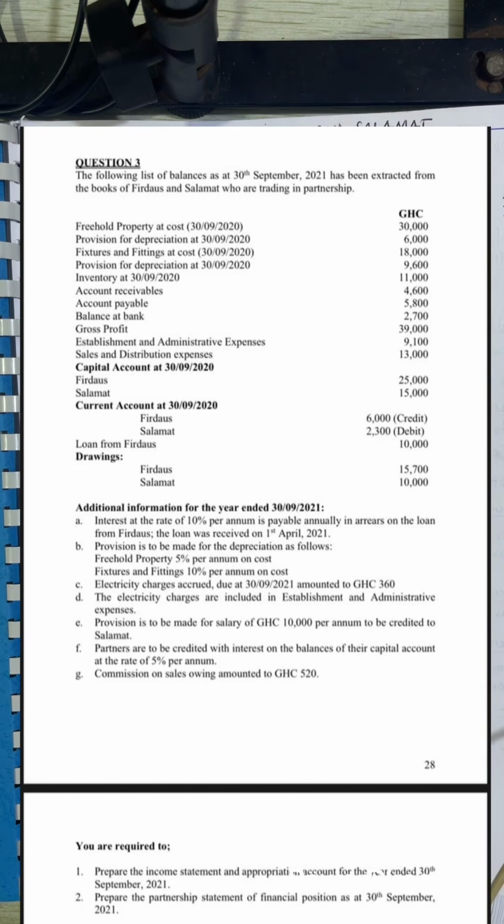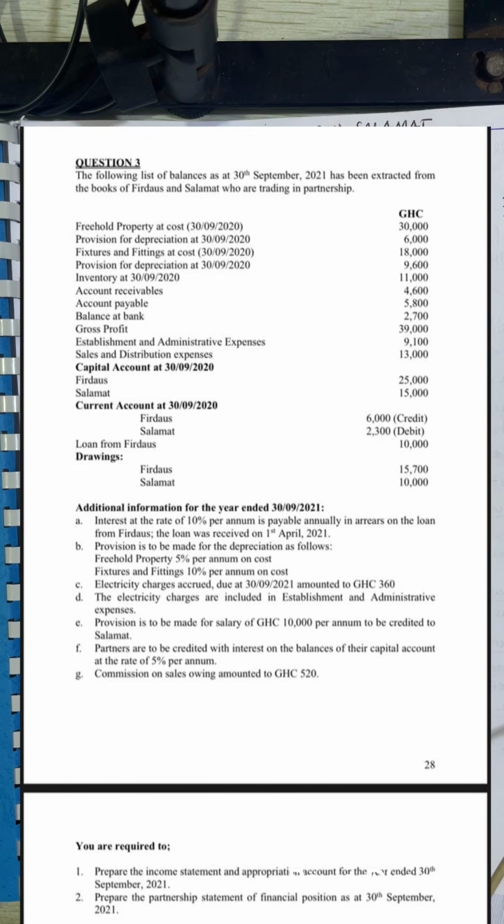Freehold property at a cost of 30,000, which was acquired on 30th September 2020. Provision for depreciation 30th September 2020 was 6,000. This is the accumulated depreciation for freehold property. We have fixtures and fittings at a cost of 18,000 with a provision for depreciation of 9,600. This is the accumulated depreciation for fixtures and fittings.